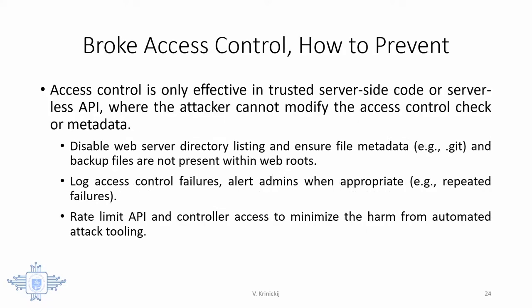How can you prevent it? Basically, access control is only effective in the trusted server side, or if it's a serverless API. So disable web server directory listing, and ensure that file metadata, Git and backup files are not present within the web roots. It's a very common mistake to have your Git in your web server root.